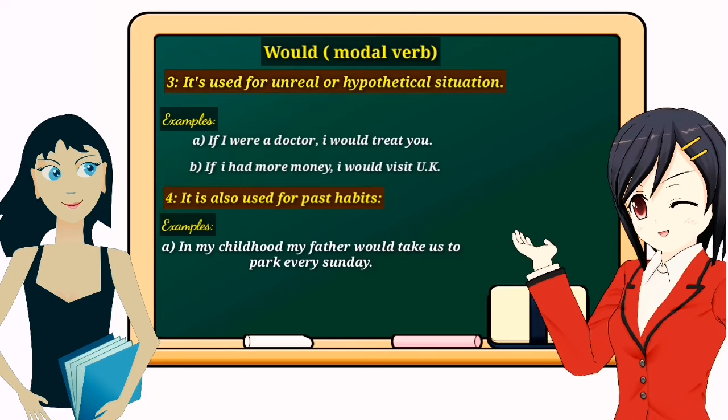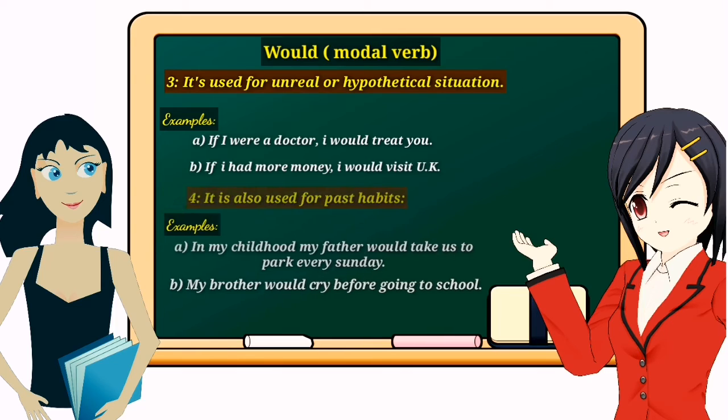And look at another example. My brother would cry before going to school. It was the habit of my brother to cry before going to school. Simply, again, it is used to talk about a past habit because it was the habit of my brother that whenever he was going to school, before that he would cry.